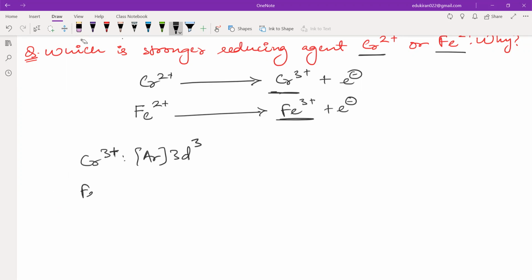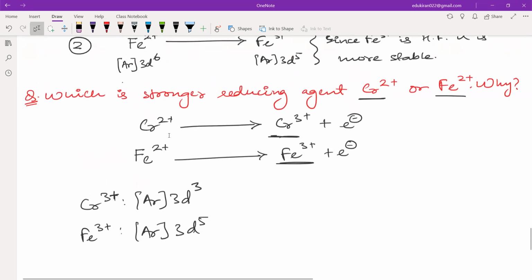Okay, 3d3. Now let us look at iron. In iron we have Fe3+. Fe is 26, right? You remove 3 electrons. So 6 plus 2 is 8, 3d5. Now you tell me which one seems more stable, Cr3+ or Fe3+? Fe3+ seems more stable, right? But here what we see is that Cr3+ is more stable. I can say that Cr2+ is the stronger reducing agent and Cr3+ is more stable.